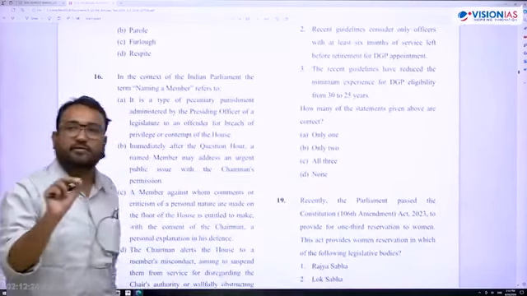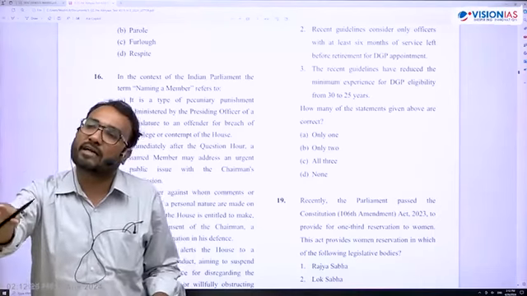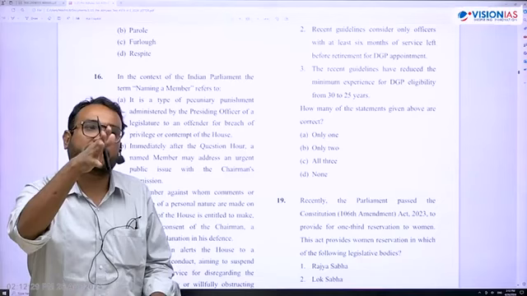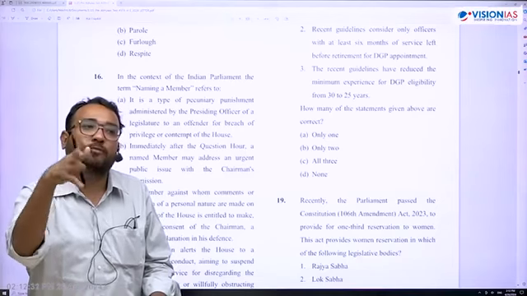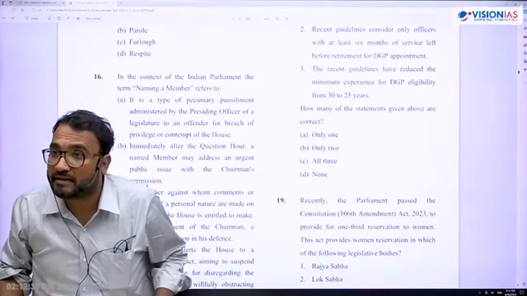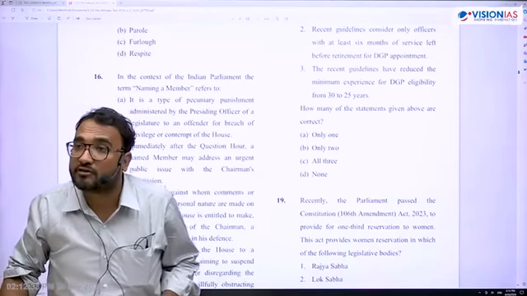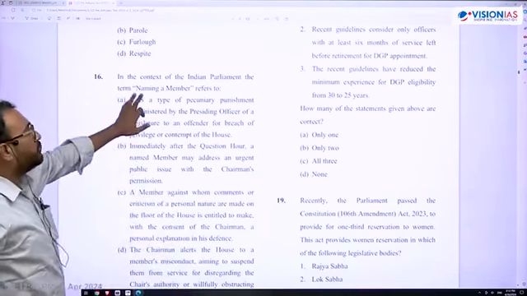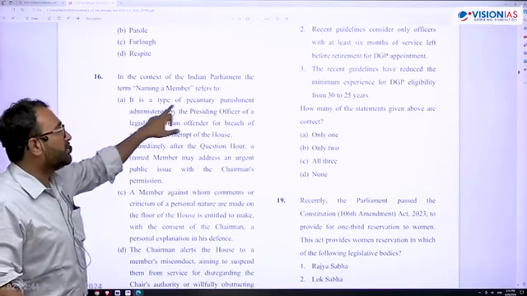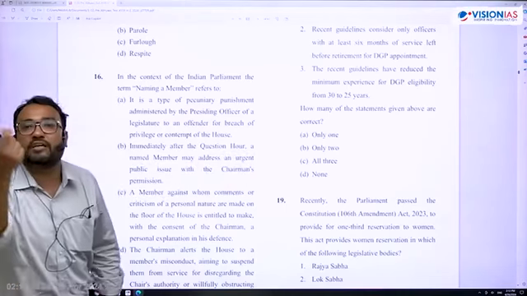कोई misbehave कर रहा है, naming a member मतलब उनका नाम ले लिया, अब उनको बाहर जाना है. They have to go out, they cannot participate in the meetings of Parliament, nor in the meetings of committees. Many opposition MPs were suspended, so that is why this question has been incorporated. So dear student, what should be the answer? In the context of the Indian Parliament, the term naming a member refers to a type of pecuniary punishment, monetary punishment.